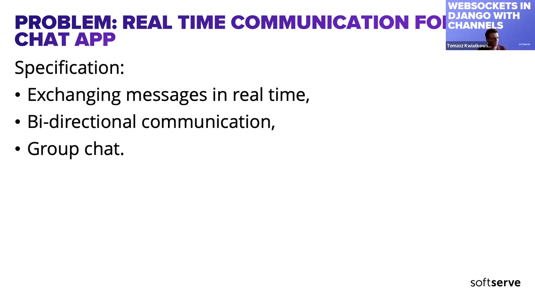So the specification mentions exchanging messages in real time or near real time. But exchanging messages in real time would be the best achievement here. Bidirectional communication from the perspective of users that are using this chat app. We would also like to have a feature called a group chat. So basically, we would need some sort of group, a room with people that can easily talk to each other. So this is the specification.